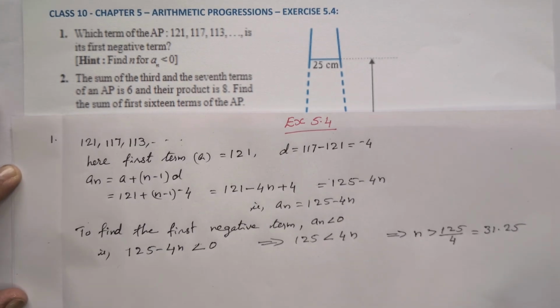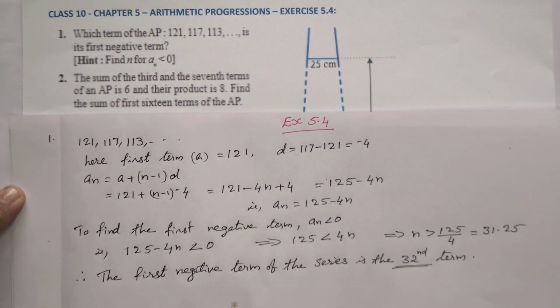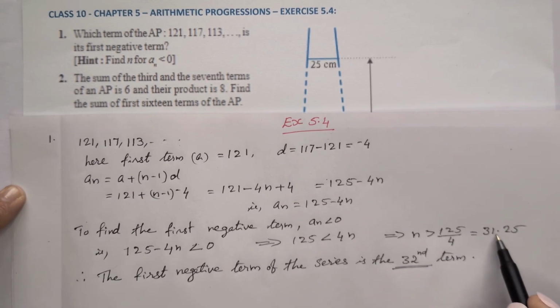When we divide 125 by 4, we get 31.25 something. So after the 31st term, that will be the first negative term. So we can write the first negative term of the series is the 32nd term. Here we can see n is greater than 31 point something. So the next term after 31, that is the 32nd, will be the first negative term.